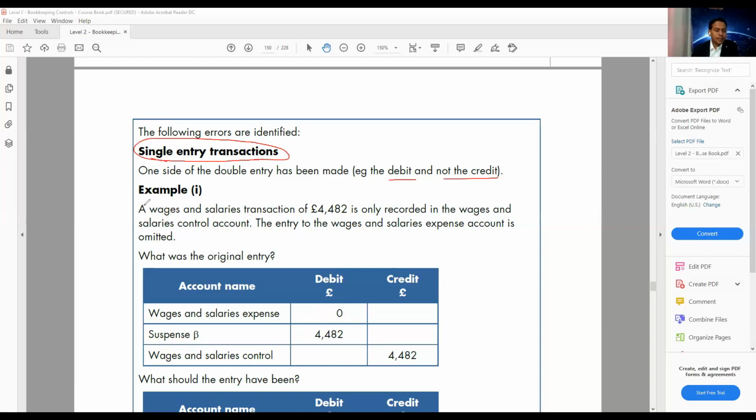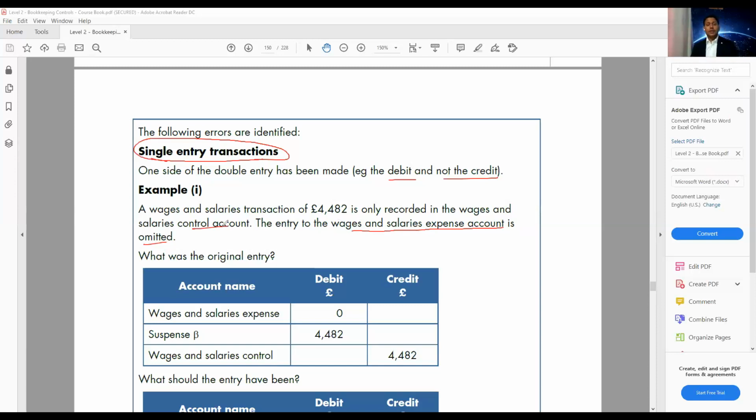Let's have a look at the example. A wages and salaries transaction of 4482 is only recorded in the wages and salaries control account. The entry to the wages and salaries expense account is omitted. So we record on only one side, that is the wages and salaries control account. We record on the control account, nothing on the expense account.